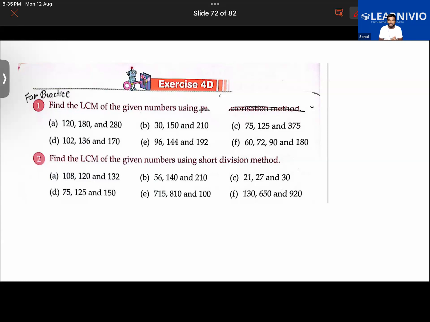So Habib, do let me know. In the previous class, we were learning about how to solve this question. Did you have any difficulty in this? Did you understand the concept? What you have to do? Yes, sir. In the first question, you have to find the LCM using the prime factorization method.